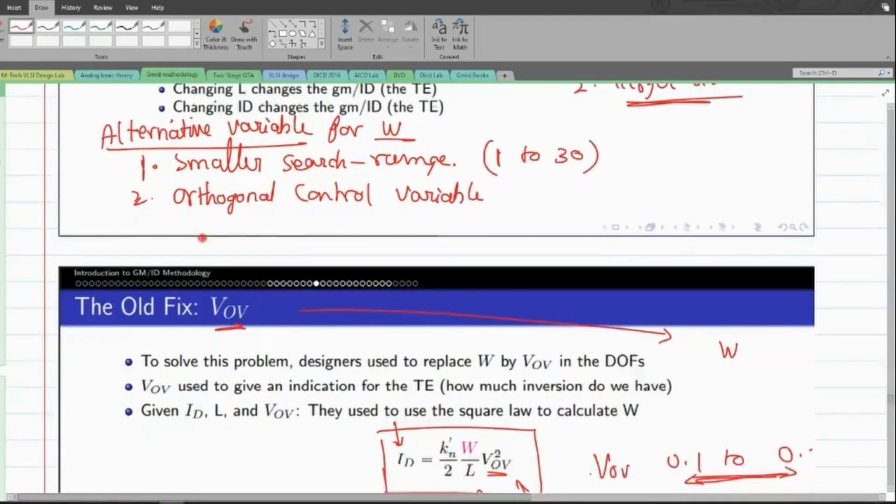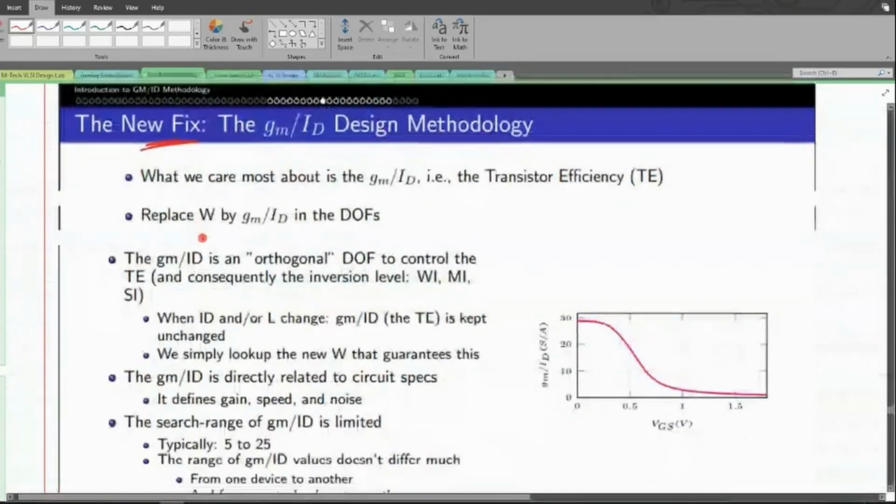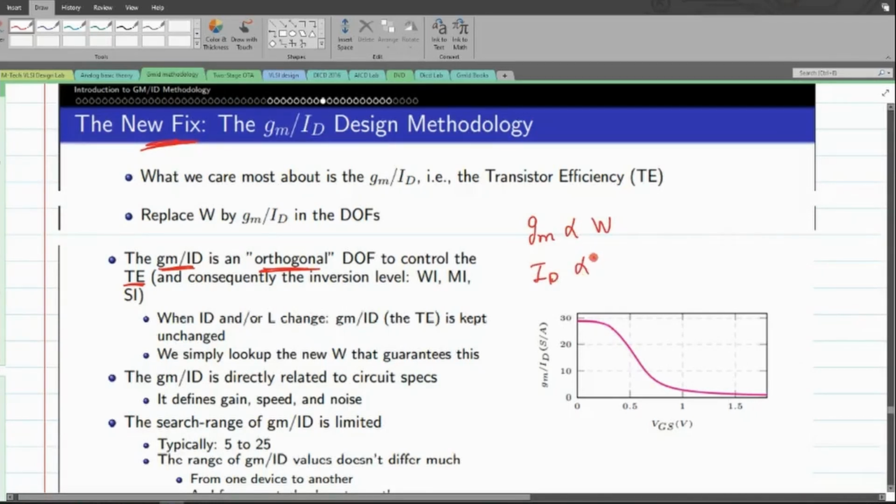I have to prove the orthogonality of this one. The gm/ID in turn controls the transistor efficiency, and also it is orthogonal. Now, how do I say that it is orthogonal? We know that gm as well as ID were both proportional to the width. Now when I take the ratio between gm and ID, it cancels out the width of the transistor.